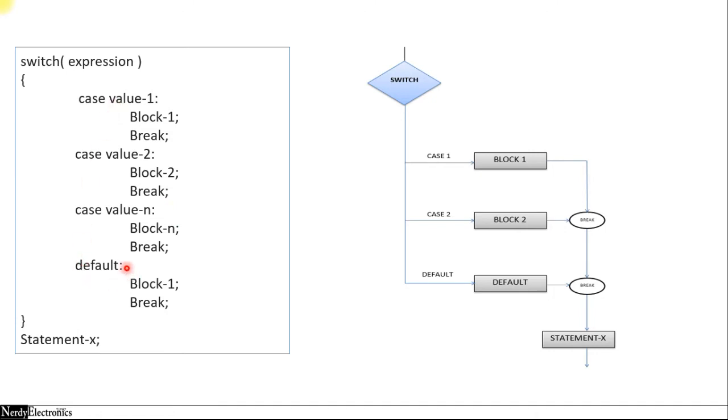Default is the case where none of the above cases are true. So let's say we have written here 5, 6 and 7, but the value that we get is 1. In that case, the default will be executed.